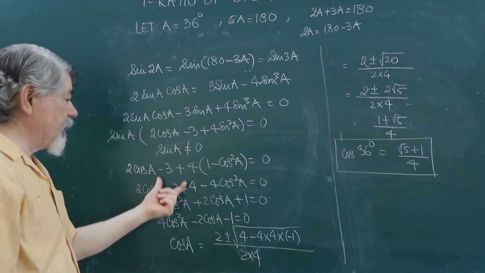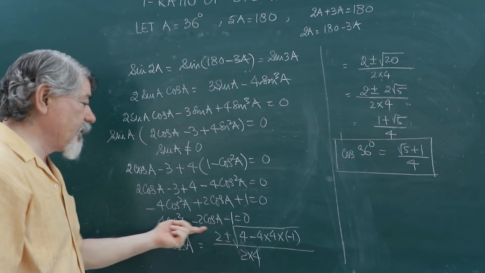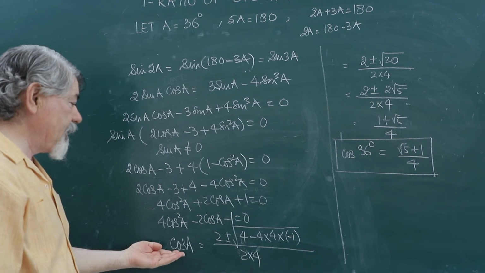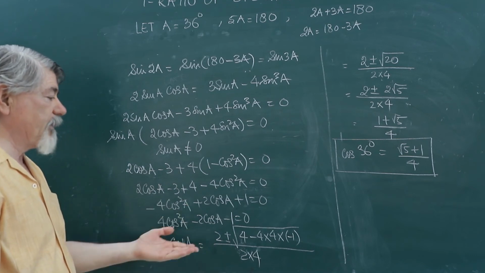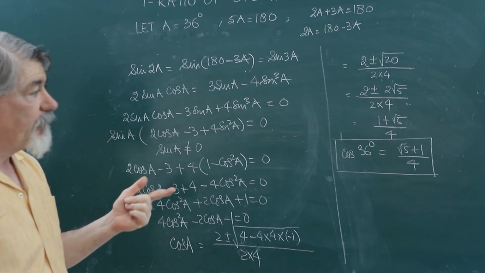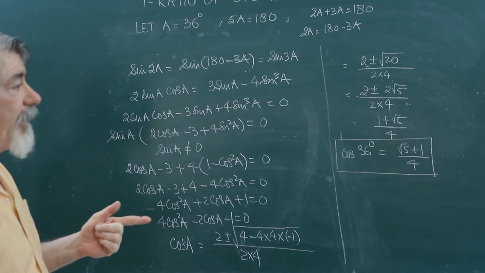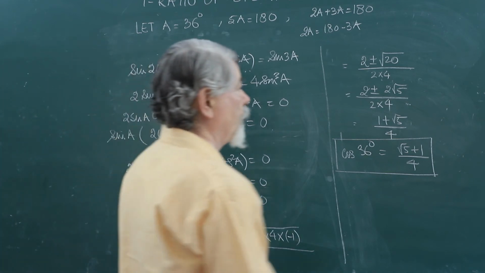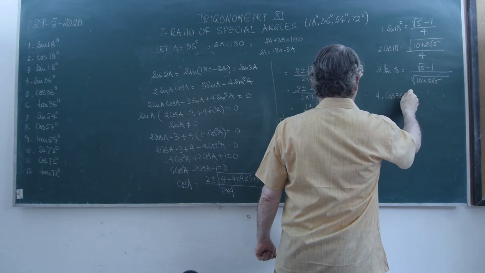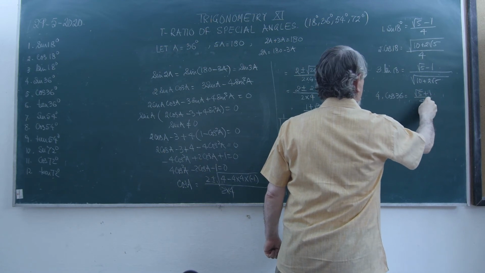From that we calculated further and got the value of cos A, because this is a quadratic equation in cos A. And how will we get the root? Cos A is equal to minus b plus minus under root b square minus 4ac upon 2a. From that we've got the value of cos 36 as root 5 plus 1 upon 4. So cos 36 I have got as root 5 plus 1 upon 4.